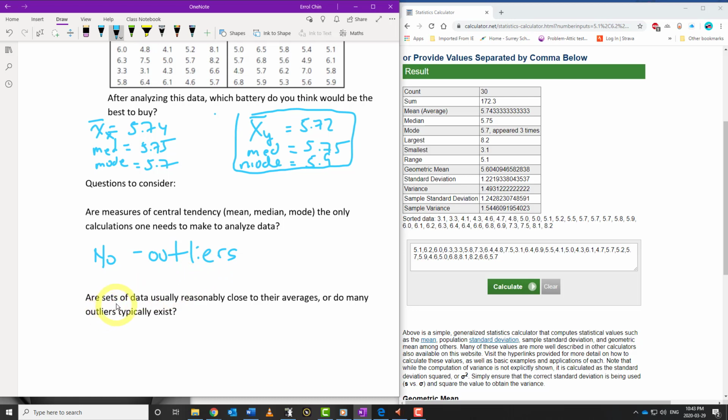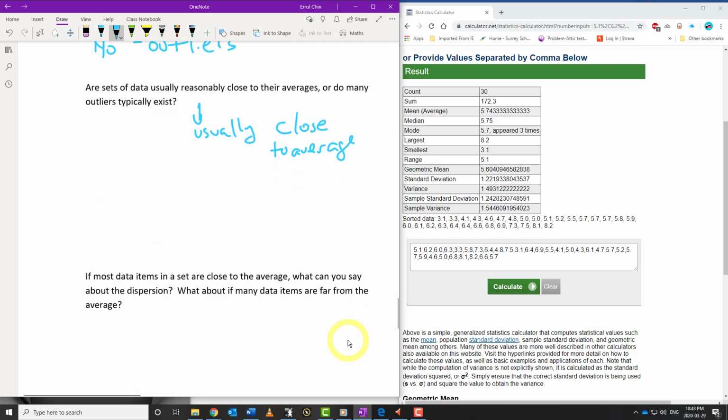Okay? It says here, are sets of data usually reasonably close to the averages, or do many outliers typically exist? That depends on what kind of data you're looking at. So usually if you take a large enough sample, usually they're close to the average. Are they always going to be close to the average? The answer is no. But the larger the sample, the better the average becomes.